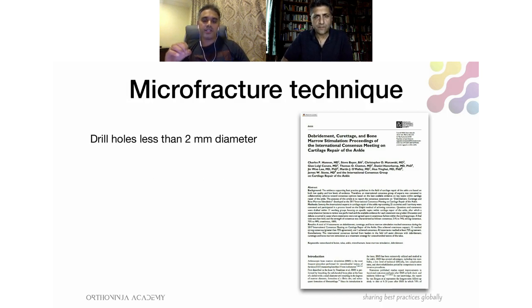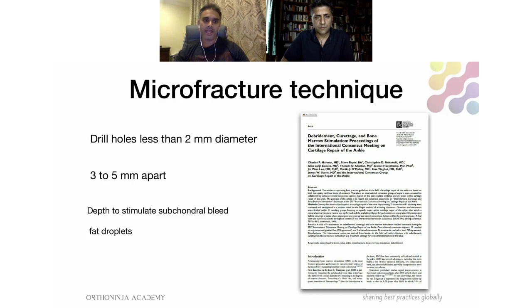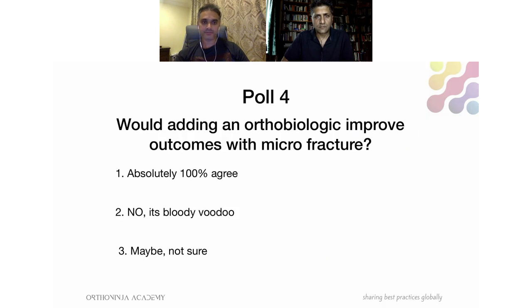Whether you use an awl or a drill or K-wires, it's preferable not to go beyond 2 millimeter diameter, the thickness of your instrument. And each of the holes you create should be 3 to 5 millimeters apart. And these are all the statements which came up with strong consensus amongst this body of people. And how deep do you create a microfracture? Well, essentially as deep as it needs to get to create bleeding healthy bone. Intraoperatively, if we find we're going beyond 5 millimeters, then we should really consider bone grafting. This is what the consensus statement seems to suggest.